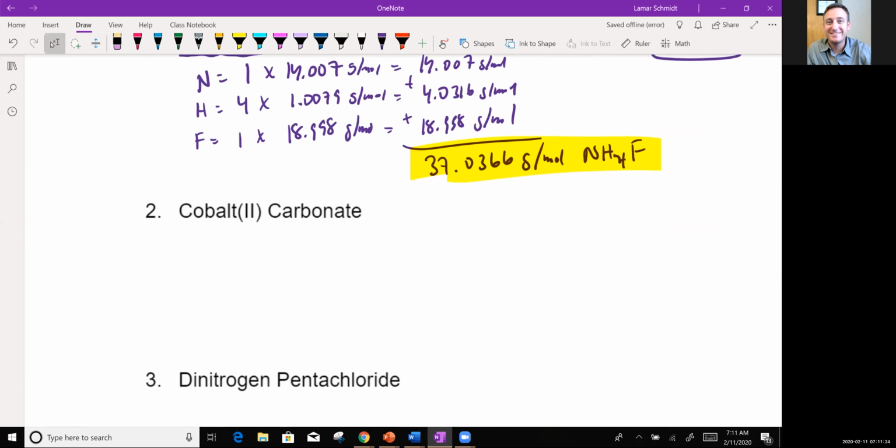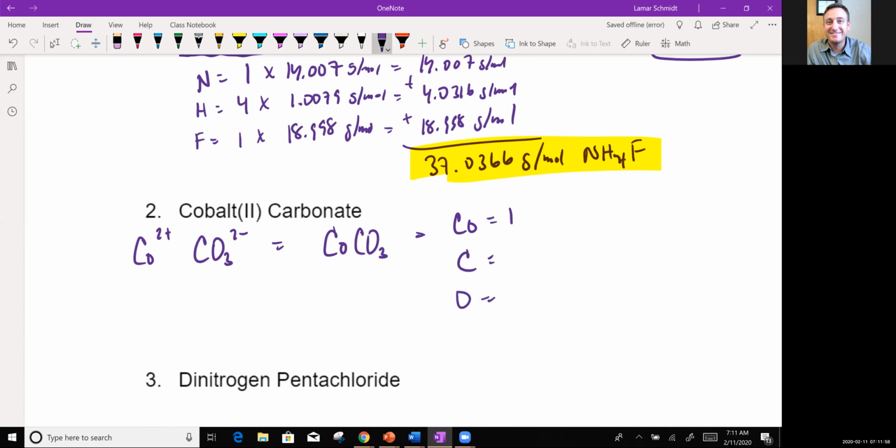Okay, we'll go to number 2. Again, this is an ionic. It's a type 2 ionic. We can see that we know the charge of cobalt. We must look at charges. So we have cobalt 2+, we have carbonate, which is CO3 2-. Sum of the charges equals 0, so you get CoCO3, and that's it. So just now break those into their individual parts. And we can do that by counting. So we have cobalt, we have carbon, and we have oxygen. So we have 1 cobalt, we have 1 carbon, and we have 3 oxygen.